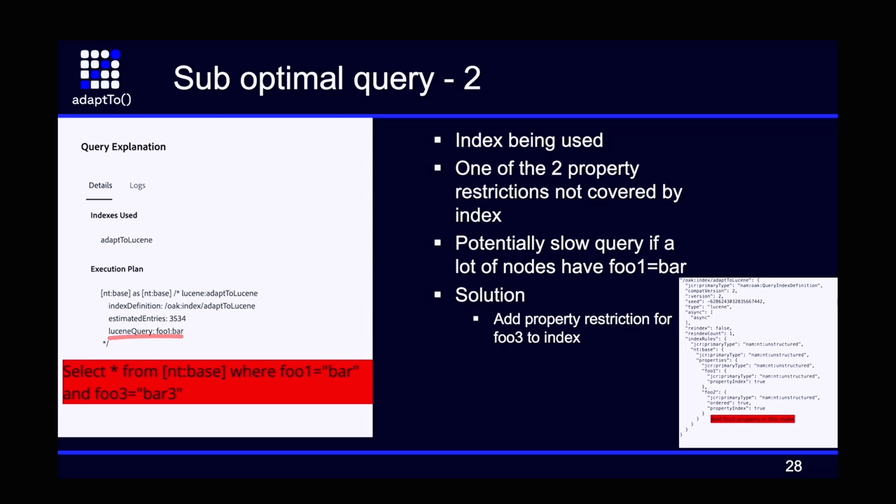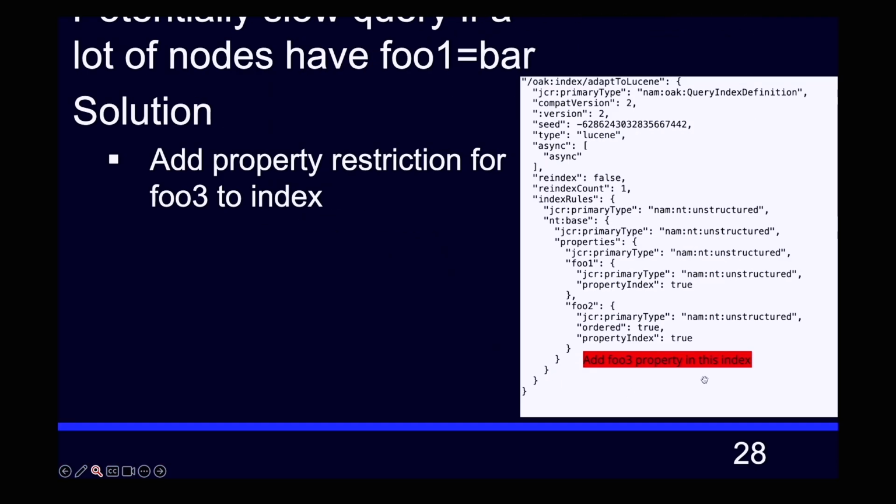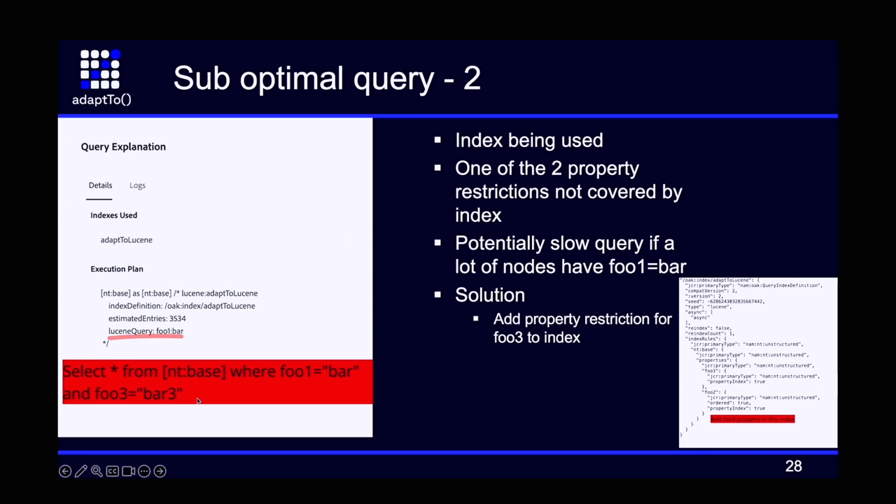Okay. Now, the second example I have over here has a couple of property restrictions on foo1 and foo3, but as we can see in the Lucene query over here, only one of them is being served by the index. Now, this could be a very slow query potentially, especially if we have a lot of nodes where foo1 is equal to bar matches. I'll just show that in an example on the next slide. The solution to this is that we would need to add the foo3 property restriction on this index so that it can serve both the property restrictions.